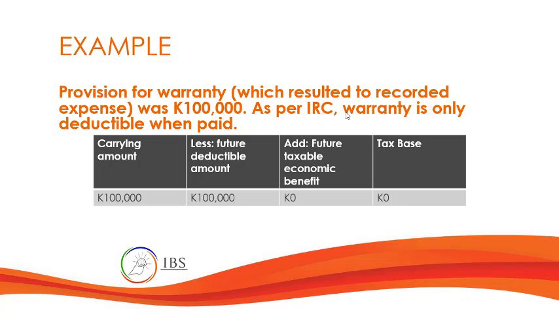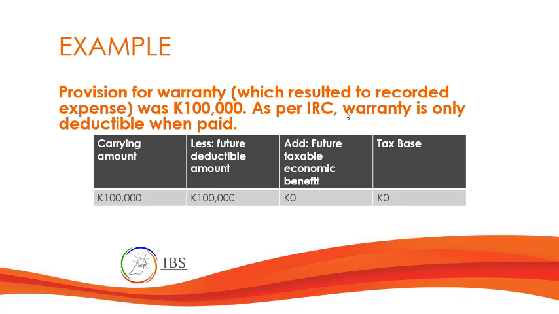Now add future taxable economic benefit. We don't have economic benefit here in the future because when you already claimed it as an expense or deduction, in the future there's no economic benefit for this. So here we have tax base, okay, 0. Remember the formula a while ago? Carrying amount less future deductible amount, add future taxable economic benefit, then the result will be tax base.